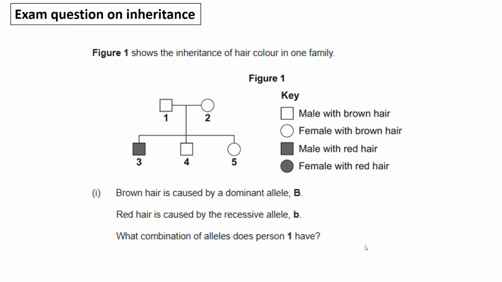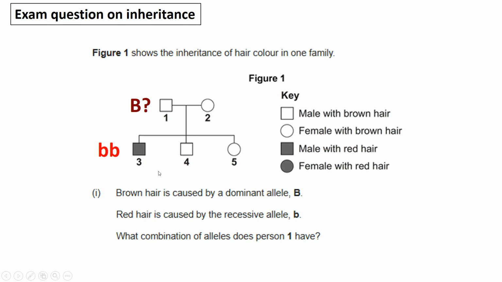So this is a bit like a puzzle, really. You've just got to work it out from the information given. So what we can say is that 1 and 2 have reproduced, and they've got 3 offspring, 2 of which have brown hair and 1 has red hair. But neither 1 nor 2 has red hair. So what that means is we can already identify that the female with red hair must have 2 recessive alleles because she's got red hair. And we know that that's a recessive phenotype.